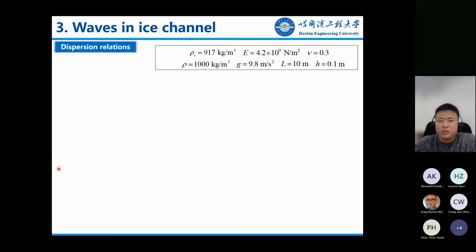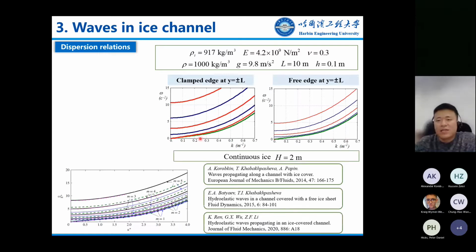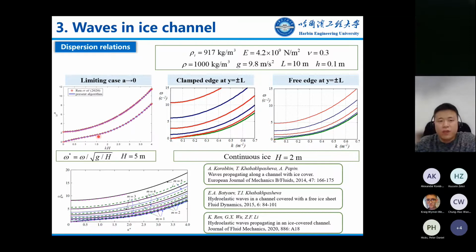Here, I shall show some numerical results of the waves propagating along an ice channel. Waves propagating along a channel fully covered by an ice sheet with and without a crack were investigated by some scholars. The dispersion relations of the flexure gravity waves are presented here. The case of waves propagating along a channel fully covered by ice sheets with a crack is used to verify our method. It shows a good agreement. The dispersion relations increase as the wave number increases.